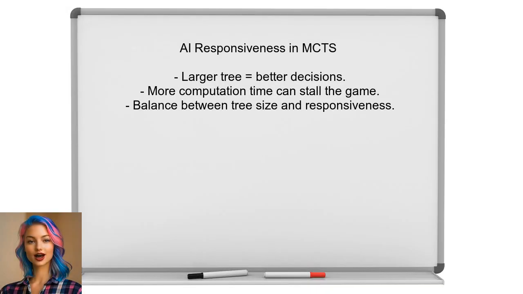Finally, the user should consider the responsiveness of their AI. The size of the tree constructed during the process affects how quickly the AI can make decisions. A larger tree may provide better decisions, but can also slow down the game as it requires more computation time.